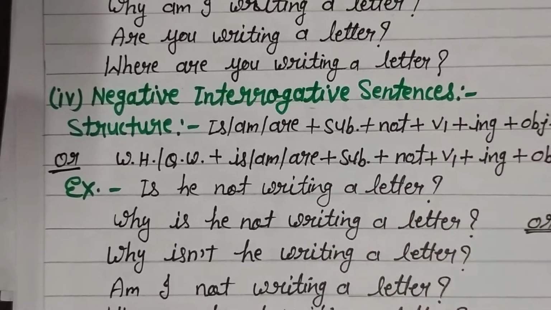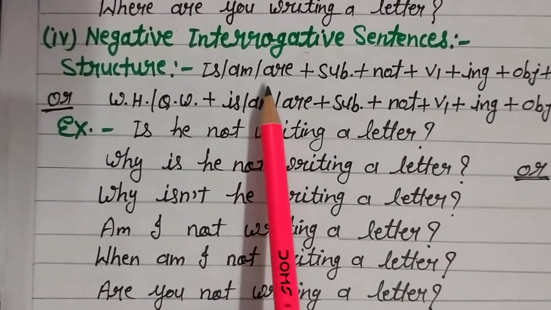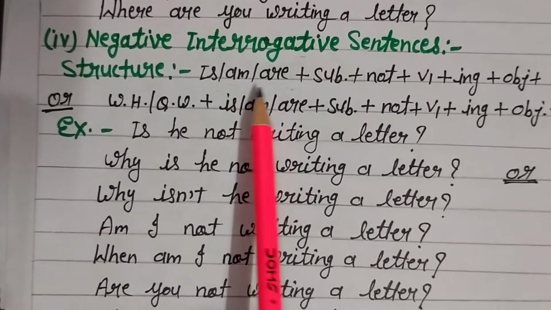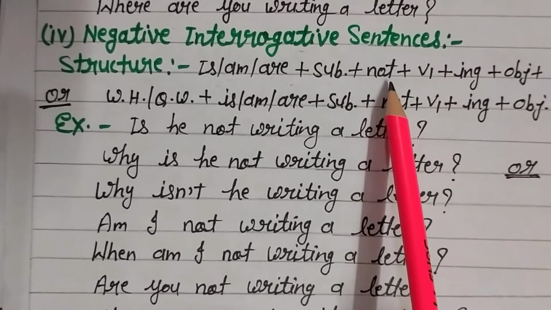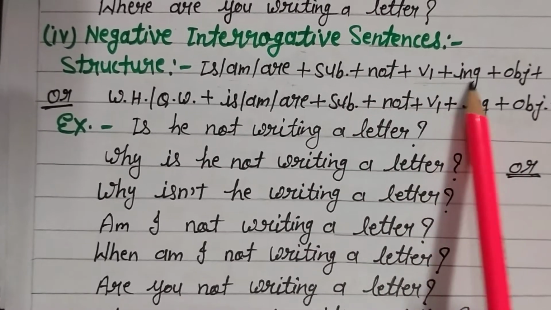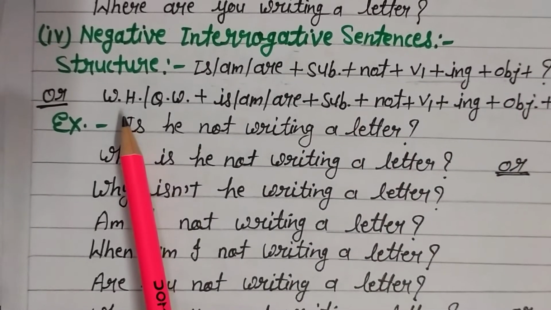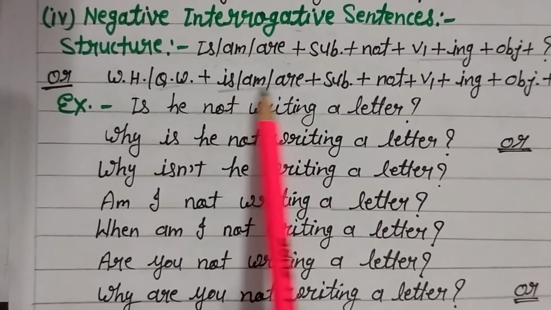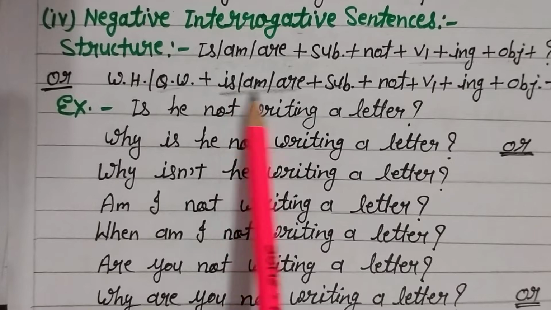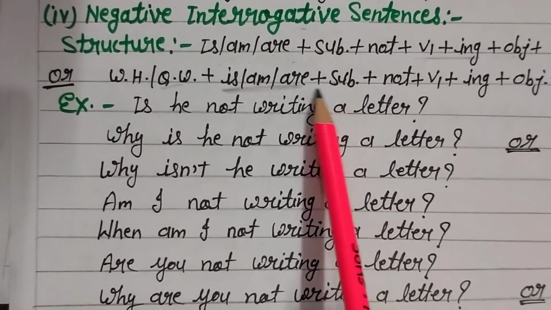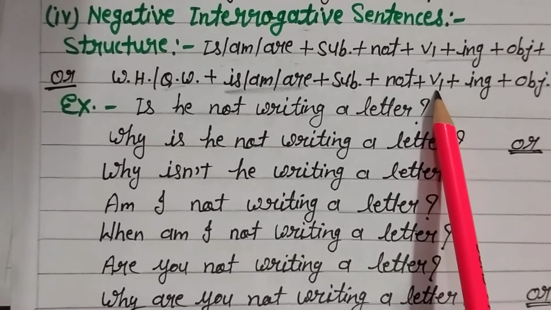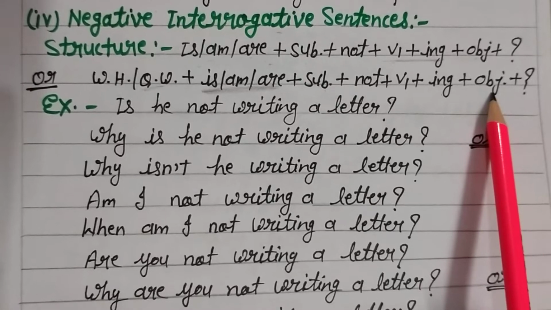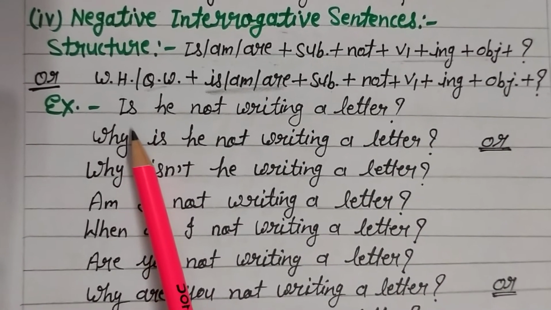Negative interrogative sentence. Structure: is, am, are. As you know, is, am, are, we use first in interrogative sentences, and then subject, then not, and then the ing form of the verb, object and question mark. Same with WH words or question words, we put the helping verb according to the noun or number of the subject, and then subject, then not, verb's ing form, okay, and object and then question mark.